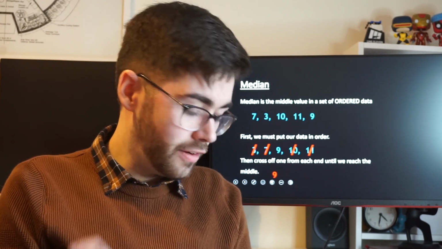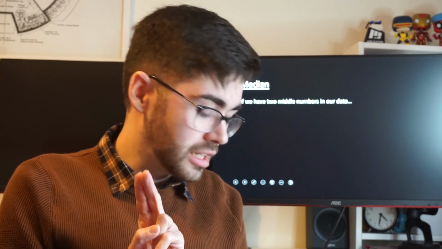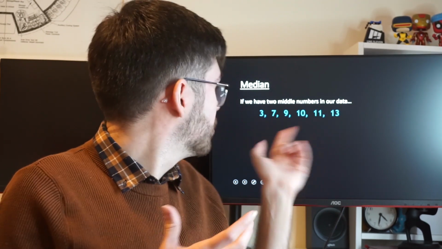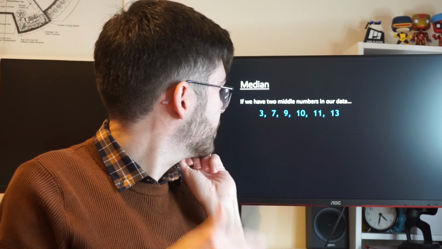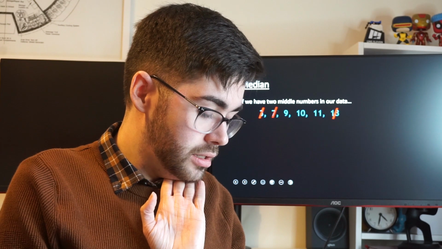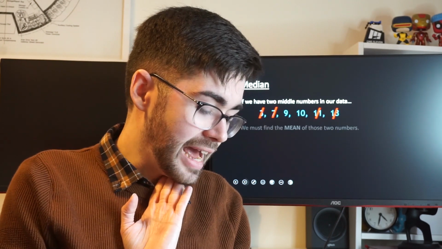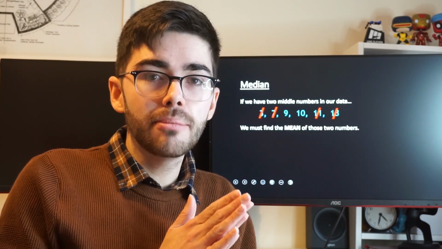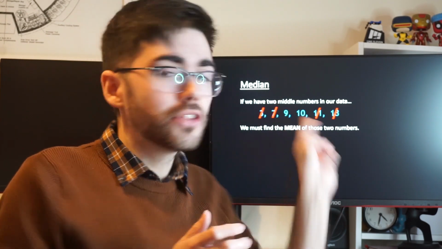One more thing to be aware of with the median is sometimes we'll have 2 numbers in the middle, okay? So if you have an even number of numbers, so there's 6 of them there, 3, 7, 9, 10, 11, and 13, they're already in order. We're going to cross off one from either end, and we're left with this, 9 and 10 in the middle. If you want to find the median now, you have to find the mean of those two middle numbers.